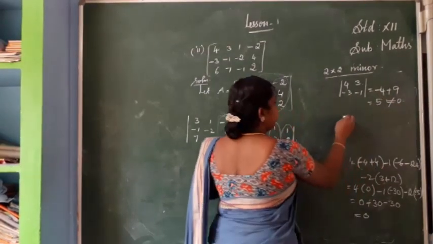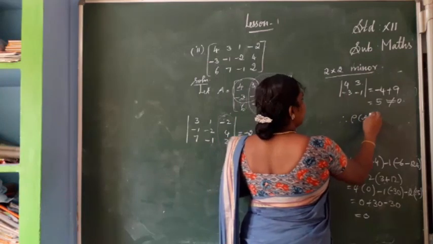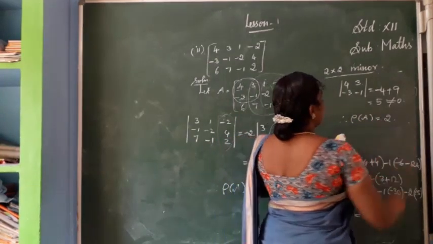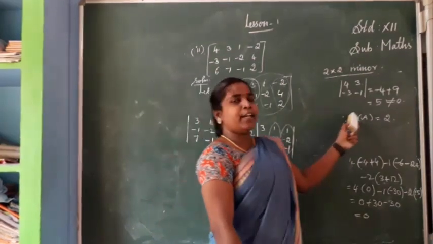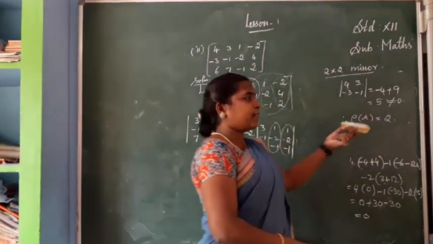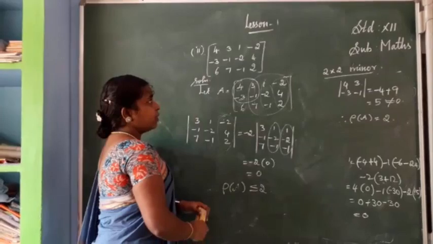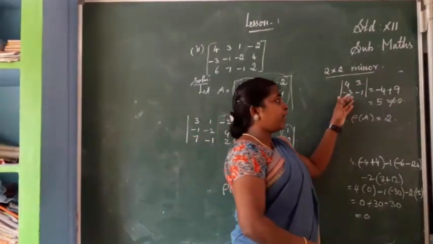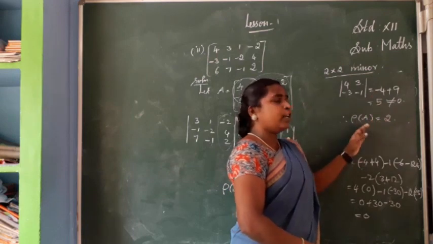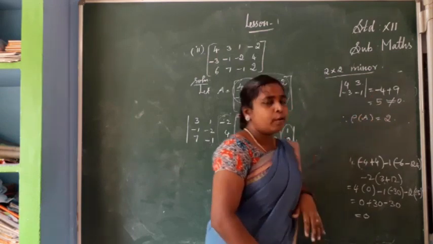Anyway, completed. Therefore rho of A equals 2, because in the 2 by 2 minor we got a determinant not equal to 0. So rho of A equals 2. That means the rank of the matrix is 2. Okay, that's all. This is the minor method. In the 2 by 2 minors, if you are getting 0, then next you can directly say the rank of A equals 1.